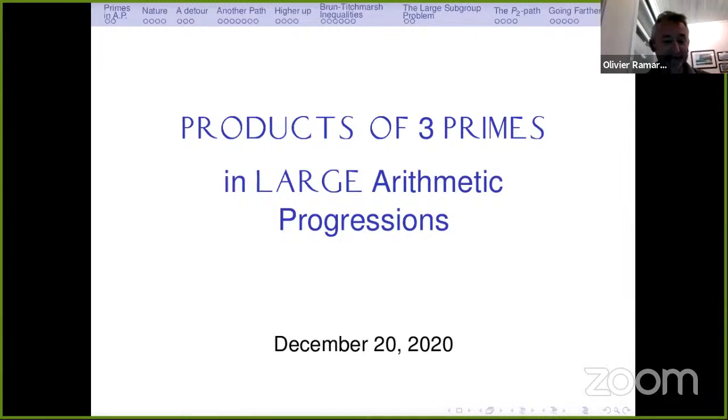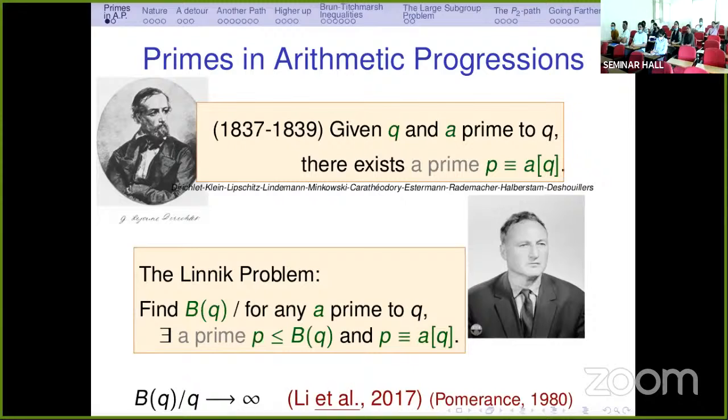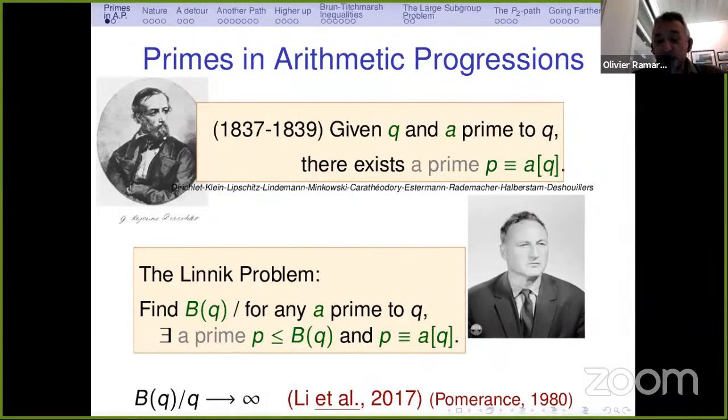So, products of primes in arithmetic progressions. Since the audience is very varied, I'll go slowly and I'll try to repeat things. At the beginning, you have Dirichlet, who proves that if you give yourself a modulus Q and a residue class A, which is prime to Q, then you can find infinitely many primes that are congruent to A mod Q. Of course, you have to assume that A is prime to Q, otherwise you won't find so many.